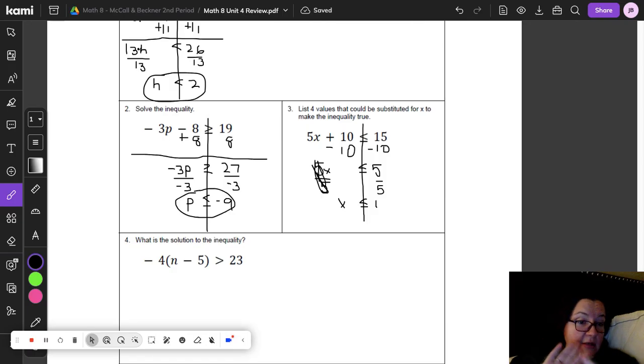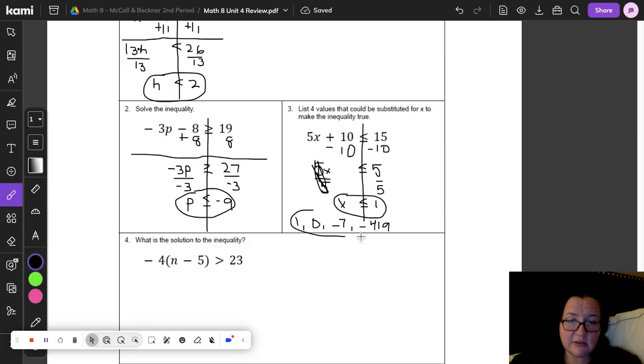Now we need to write 4 additional numbers that we could substitute for x. It looks like we're looking at less than or equal to, so we could put 1. That could be an option. We could put 0. We could put -7. We could put -419. You can put whatever you want here, so long as it is less than or equal to 1. I'm going to circle both of those because they're both technically my answers.